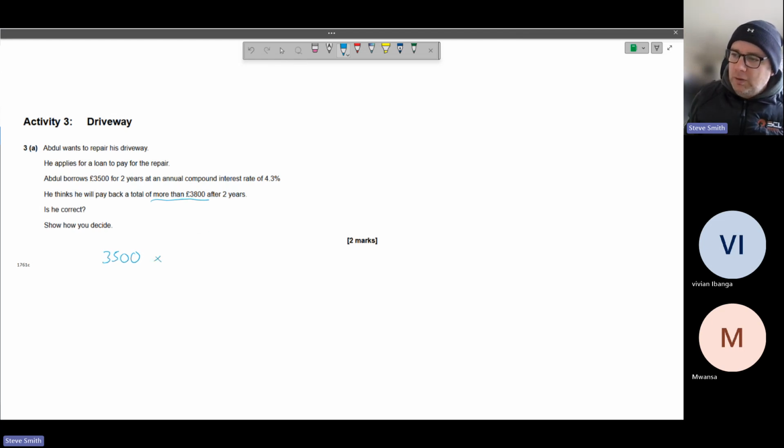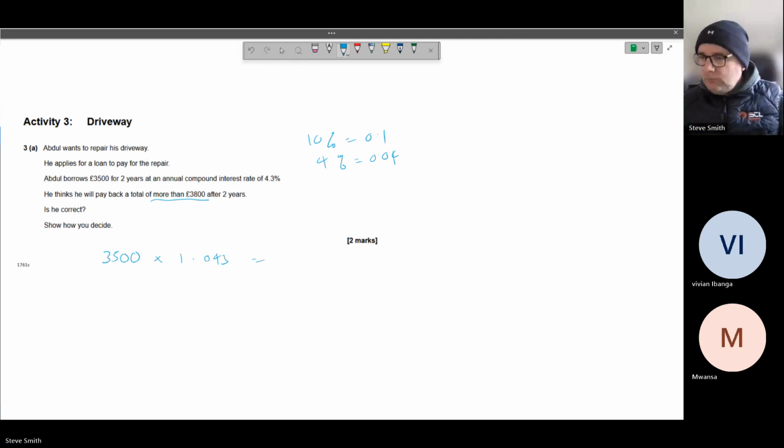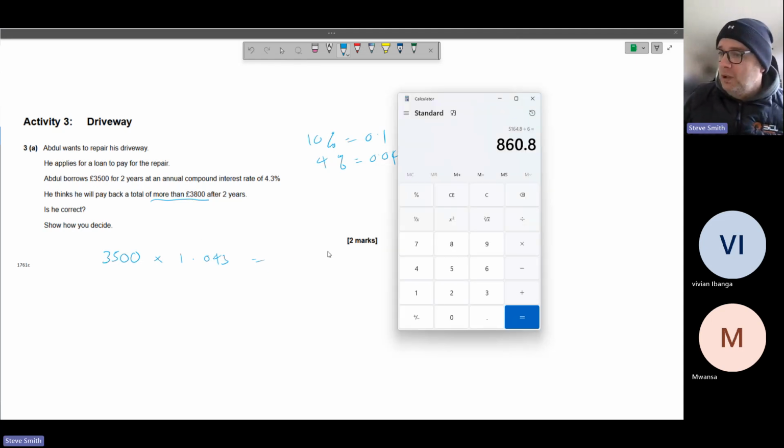So we're going to multiply our number again by 1 because we need the whole amount, 0.043, as in like 10% equals 0.1. So 4% equals 0.04, and then obviously 4.3% would be 0.043. And then we're going to put equals, that's 1 year. And this is just asked, again, this is why this is only 2 marks, because it's asking you straightforward, once you've pressed your equals the 2nd time, is the amount more than 3,800?